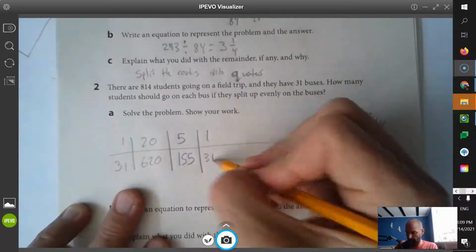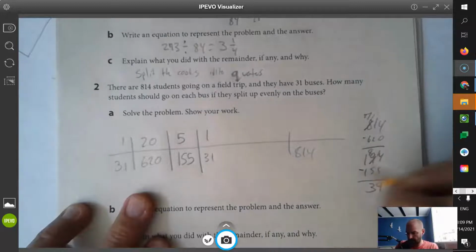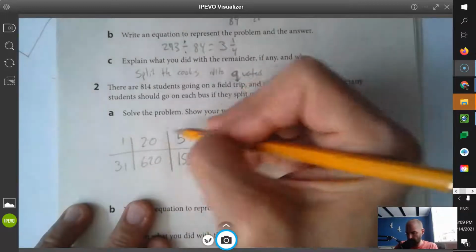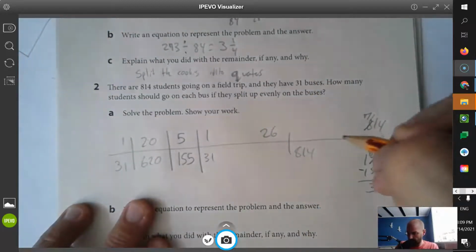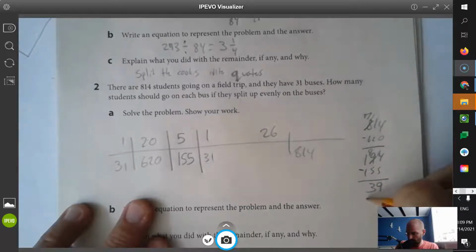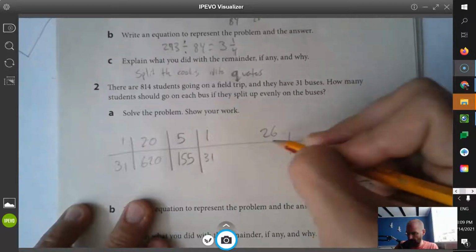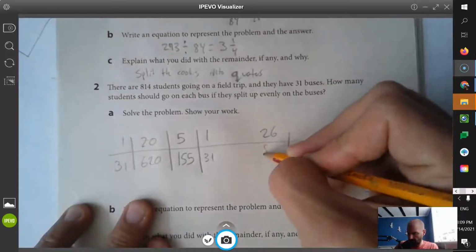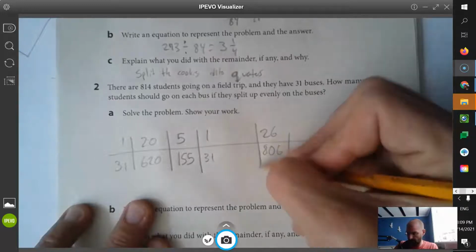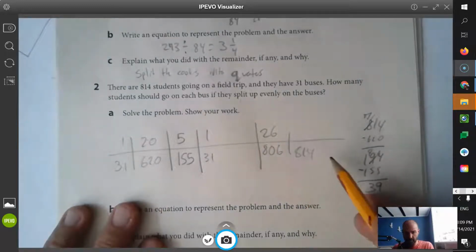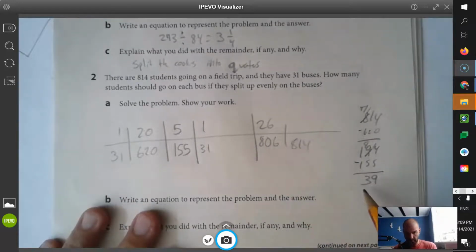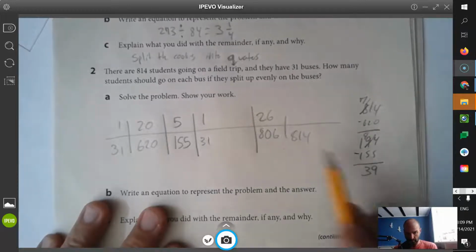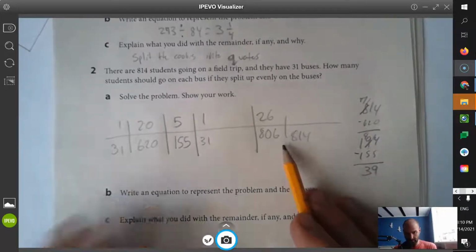So this is 25, 26. So 26 equals, where am I? There was 8 left over, so that's 806. So 26 kids equal 806. 26 kids per bus is 806. So that means there are going to be 8 buses that have 27. But my remainder is 8 over 31, or just remainder 8.